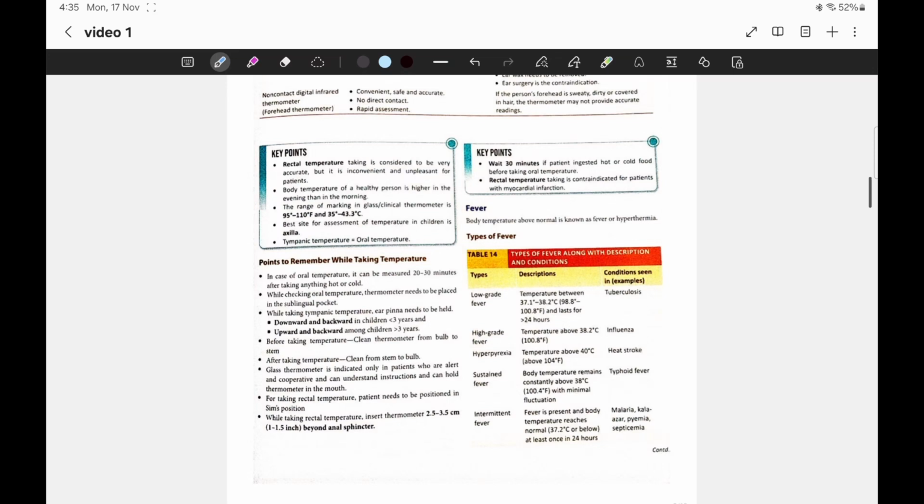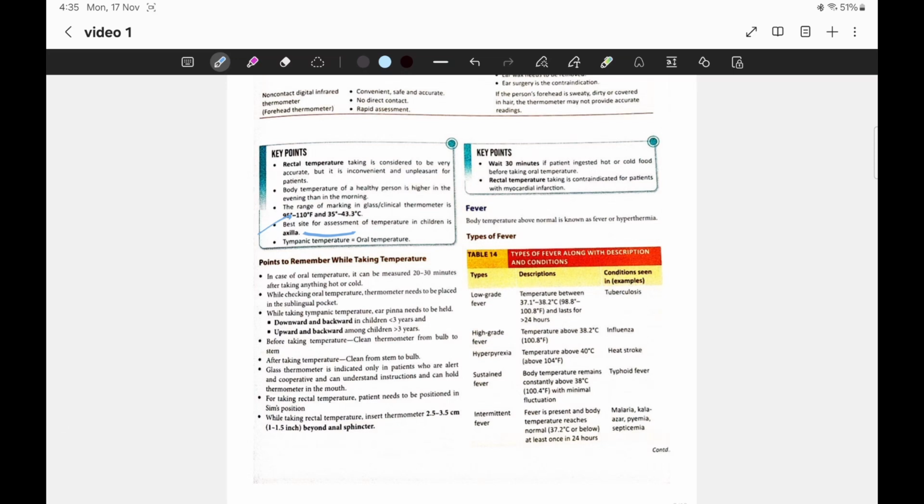The safest and most accurate reading is the rectal thermometer reading, but it is not convenient and is unpleasant as a patient experience, so we do not use it most of the time. Different body sites are present, and the best site to assess temperature in children is the axilla.